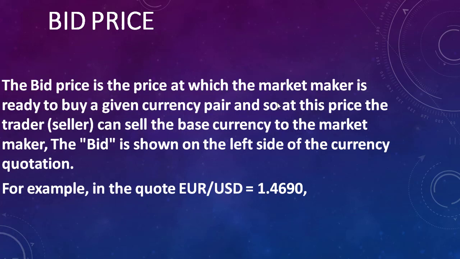That same price is where you, the trader, the seller now, want to sell that particular currency. It is very simple. So in this case, for example, in the quotation of Euro USD, if you have 1.4690, it means that 1 euro will be exchanged for 1.4690 US dollars.